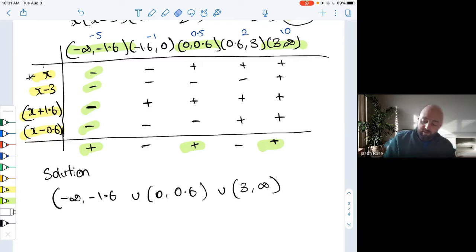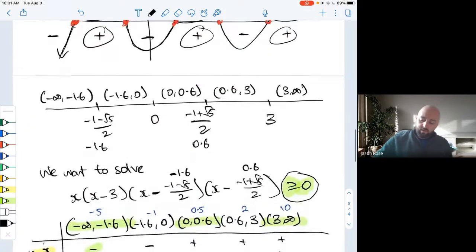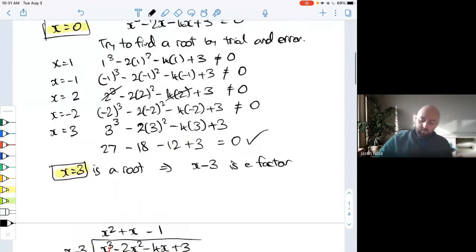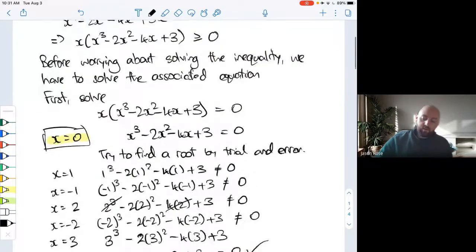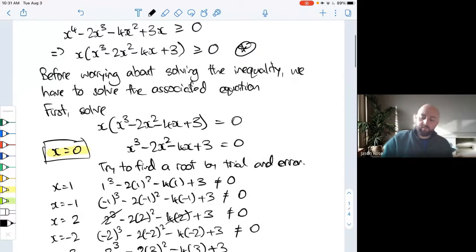But since this question said greater than or equal to 0, I'm going to modify the things from the table and say, well, negative 1.6 is allowed, 0 is allowed, 0.6 is allowed, and 3 is allowed. Because if we go back to our original thing here, where is it? Okay, let's say we look at this equation up here. Maybe the one above that, actually.